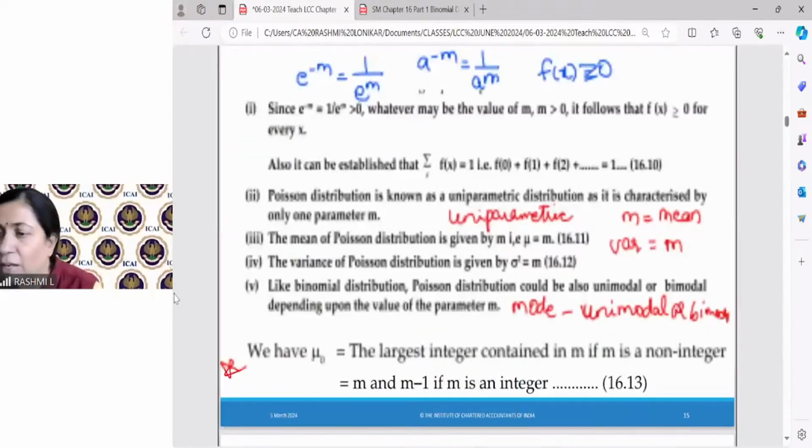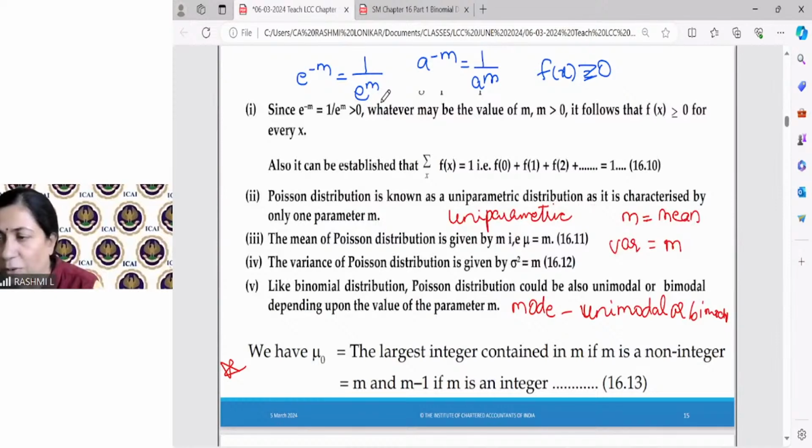So I just repeat, e raised to minus m is equal to 1 upon e raised to m. f(x) is greater than or equal to 0. The addition of the probabilities must be equal to 1. Poisson is a uniparametric distribution where the mean is equal to the variance is equal to m.